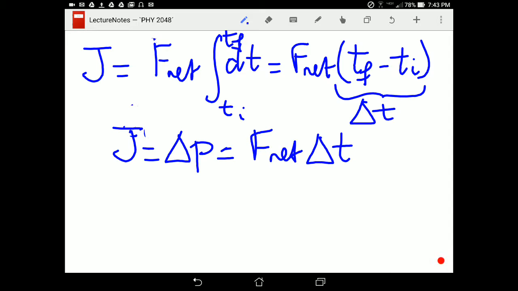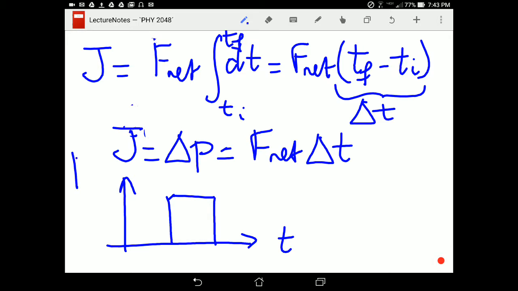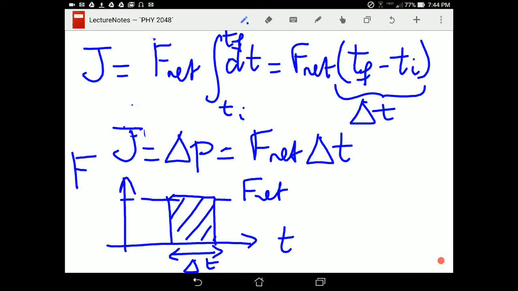Going back to the picture I was showing earlier, the force is constant while it's applied. If this is t and this is the force, the value of the force is whatever this is, and then the delta t is right here. So we would simply multiply base times height. That's essentially finding the area of this rectangle here, and that's what the impulse would be.